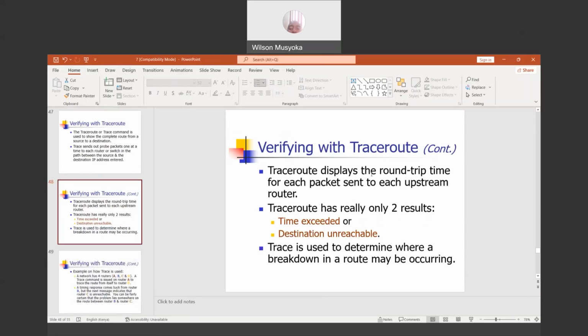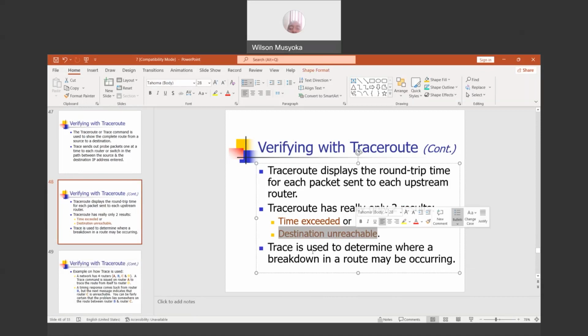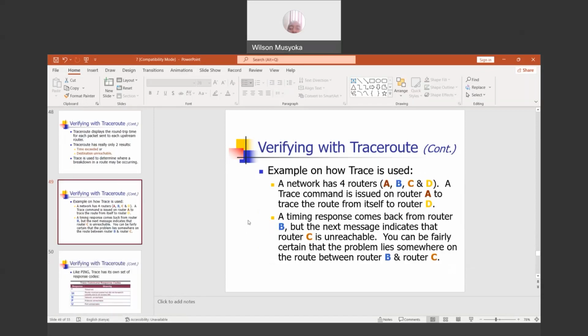And it is going to display the round trip time for each packet sent to each upstream router, and it has only two results. Either it can tell you time has been exceeded, or destination is unreachable, and it is used to determine where a breakdown in a route may be occurring. Those ones we will do them practically.